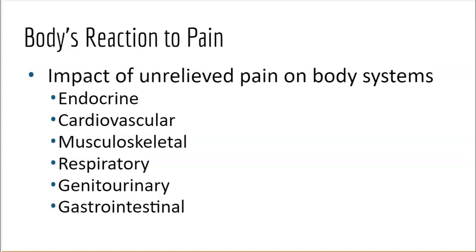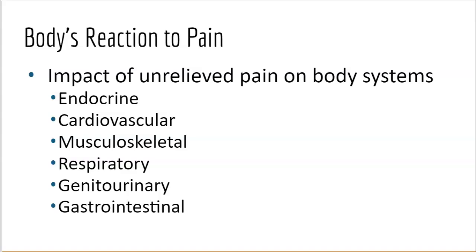Genitourinary system. Typically, unrelieved pain causes release of excess amounts of catecholamines, aldosterone, cortisol, angiotensin II, and prostaglandins. These hormones lead to decreased urinary output, urinary retention, can lead to fluid overload, hypertension, and even increased cardiac output.